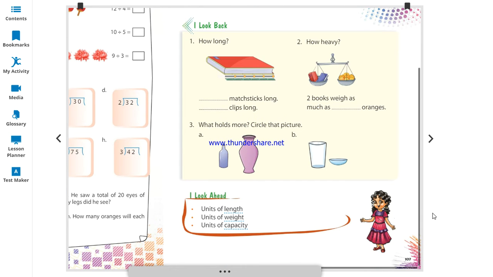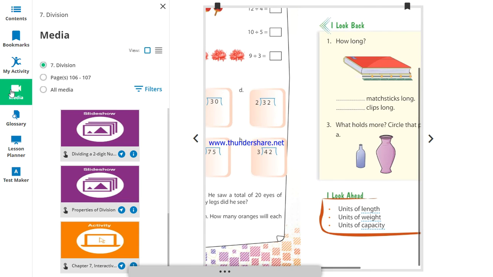Let us look ahead. Units of length, units of weight, units of capacity. The first one is length.